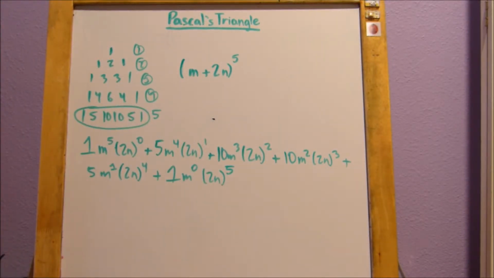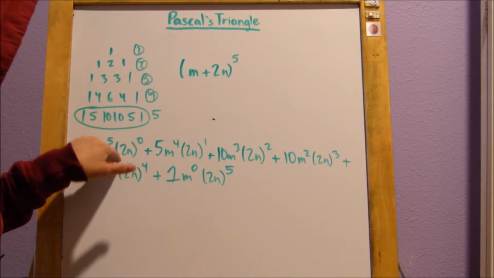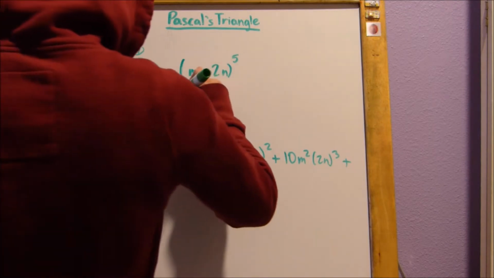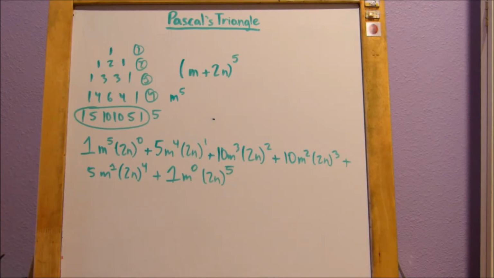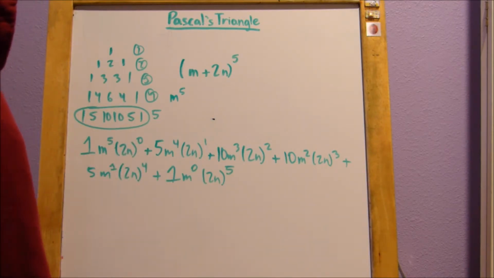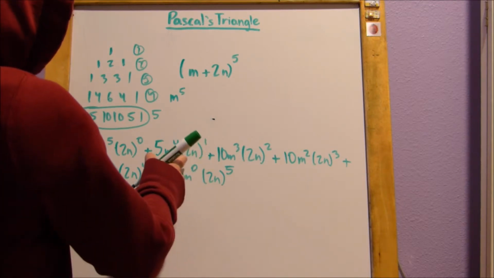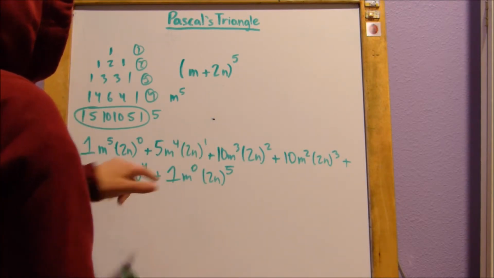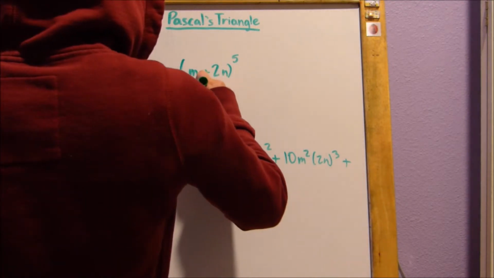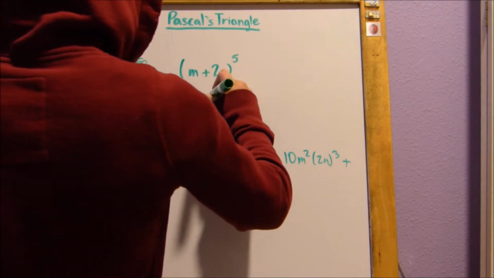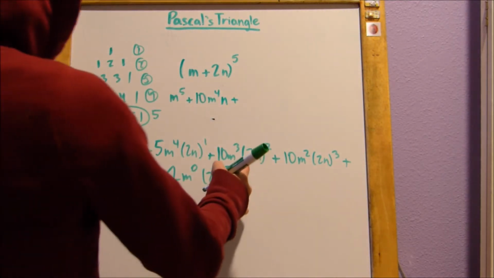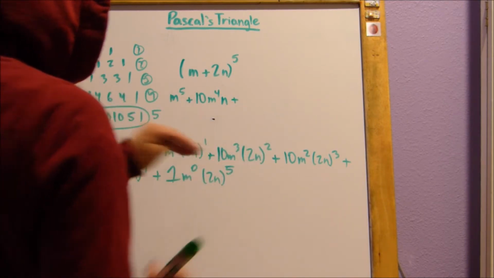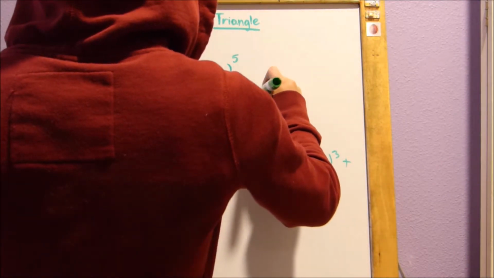Right? So now, simplifying this, we're going to have to start off with this. So this first term is just going to be m to the 5th, because this is just going to end up being 1 times 1, which is just 1. And we don't have to include that coefficient here. Now next, we have 2n to the 1st. So we're going to multiply our 2 times our 5, so our coefficient is 10. 10m to the 4th. And then we have this n here. Plus 2 squared, that'd be 4 times 10, so 40 is our coefficient, m to the 3rd, and then we have n squared.